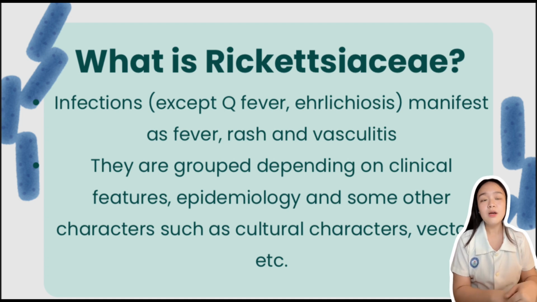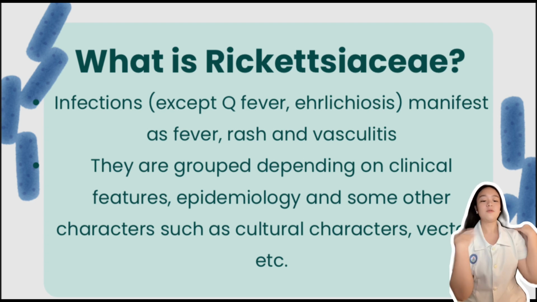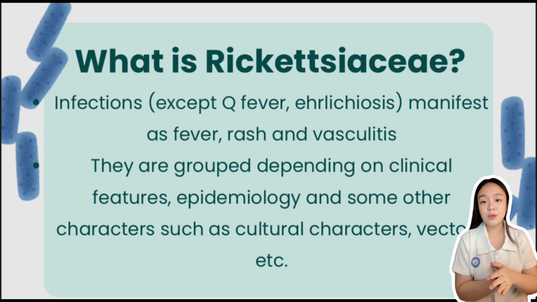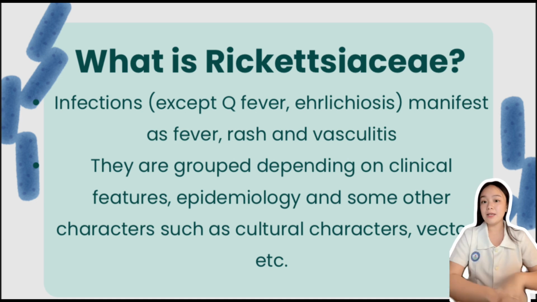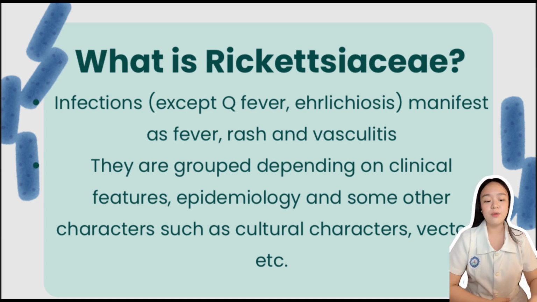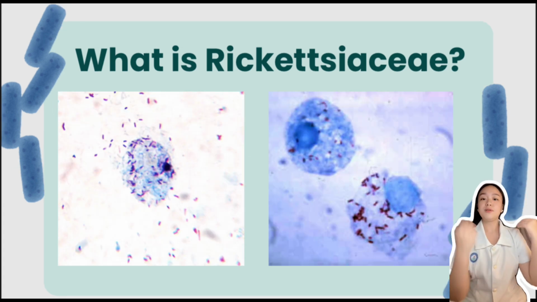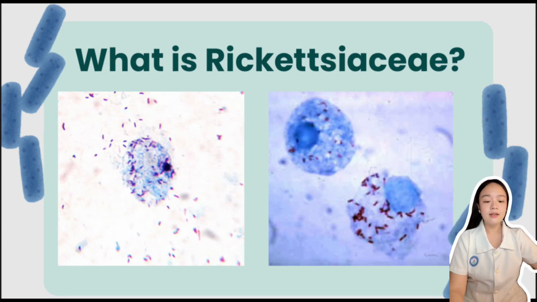Vasculitis is the swelling of the blood vessels. They are grouped depending on clinical features, epidemiology, and some other characters such as cultural characters and vectors. So, they are grouped depending on clinical features. Ano ba yung mga symptoms na binibigay nito or ano yung mga sakit na binibigay nila? Epidemiology is kung saan sila tumutubo, kung saan sila nagpapakita outside the body of a human or a host. And some other characters such as their cultural characters, vectors, or paano sila natratransmit. Ganun. So, ito po yung picture ng Rickettsiacea under the microscope.